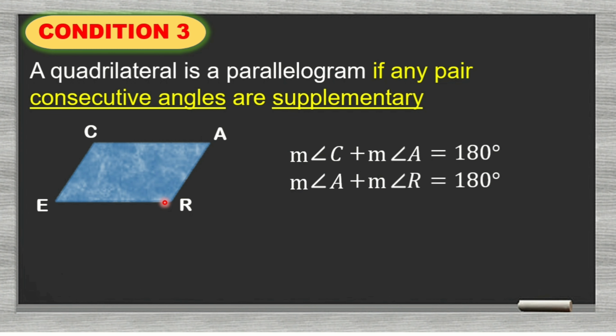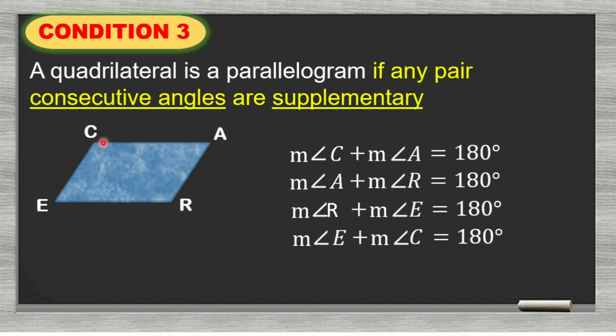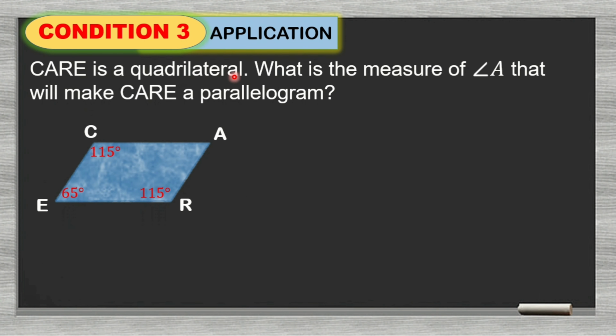Another, yung angle R. Ang kasunod niyang angle ay angle E. So again, the measure of angle R and the measure of angle E is equals to 180 degrees. And last pair of consecutive angles natin, we have the measure of angle E plus the measure of angle C is also equal to 180 degrees. So let's have an example. So CAR is a quadrilateral.